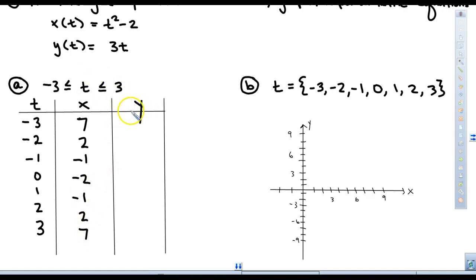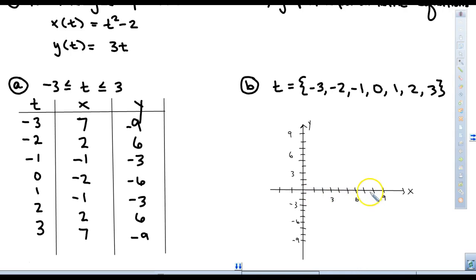And then for my y's, I'm going to do the same thing, but I'm going to put them into this equation right here. So I am going to put -3 here. That's going to give me -9. Put a 2 here. That's going to give me 6. Put a -1 here. That's -3. A -2 here gives me -6. A -1 gives me -3 again. And then the 2 and the 7. Okay? So once I get my ordered pairs, then I just come over here and I plot them.